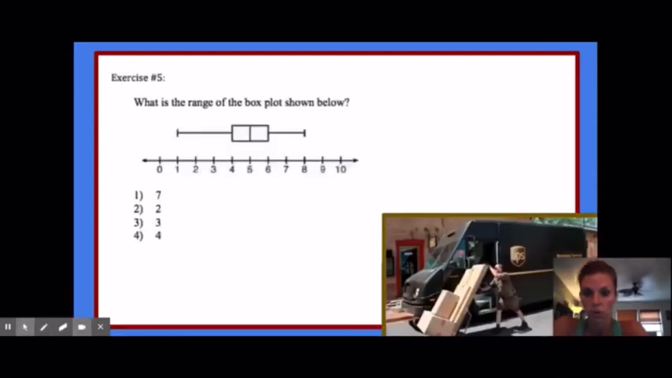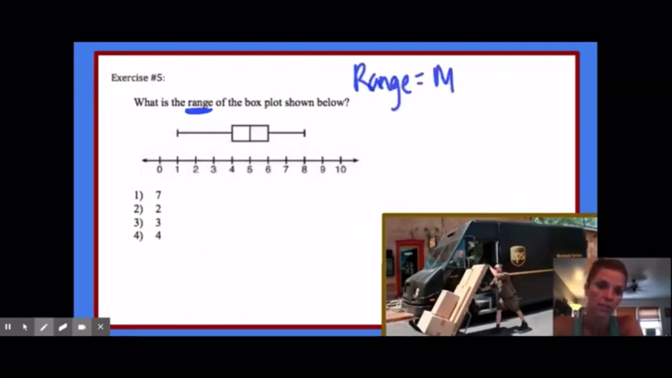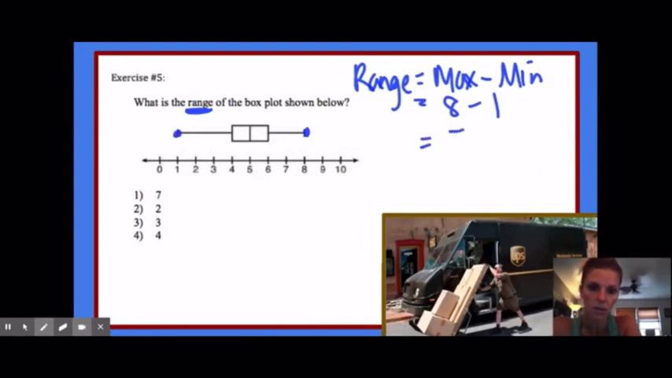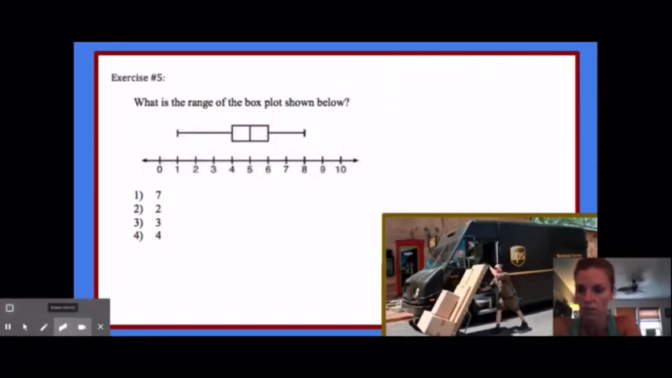This one says, what is the range of this box and whisker plot? So this one's the regular range, not the interquartile range. For the regular range, remember, you're going to do the biggest, or the maximum, minus the minimum. For this one, your max is right here at 8. The minimum is at 1, and 8 minus 1 is 7. Interquartile range, if they asked for that, you would have used these two. But just the regular range is the highest number minus the lowest.